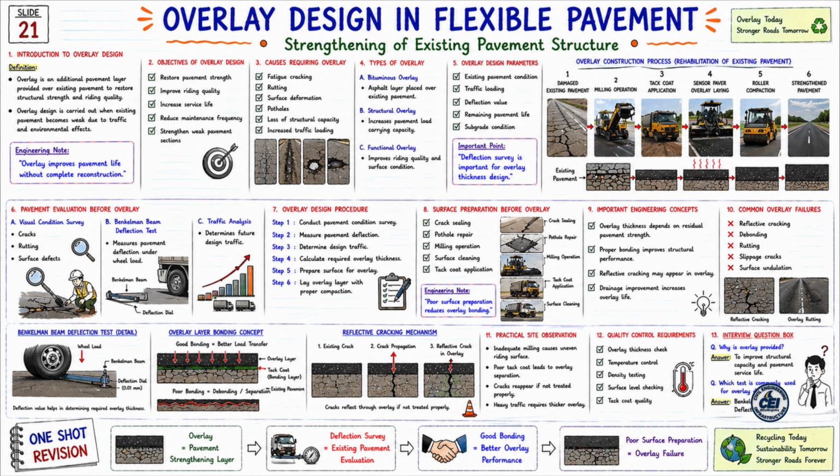Practical site observation. Creates an uneven riding surface. Poor tack coat causes overlay separation. Existing cracks reappear if not repaired. Heavy traffic demands thicker overlays. And these practical issues are most commonly observed during site inspection. Now let us look at the 12th topic.